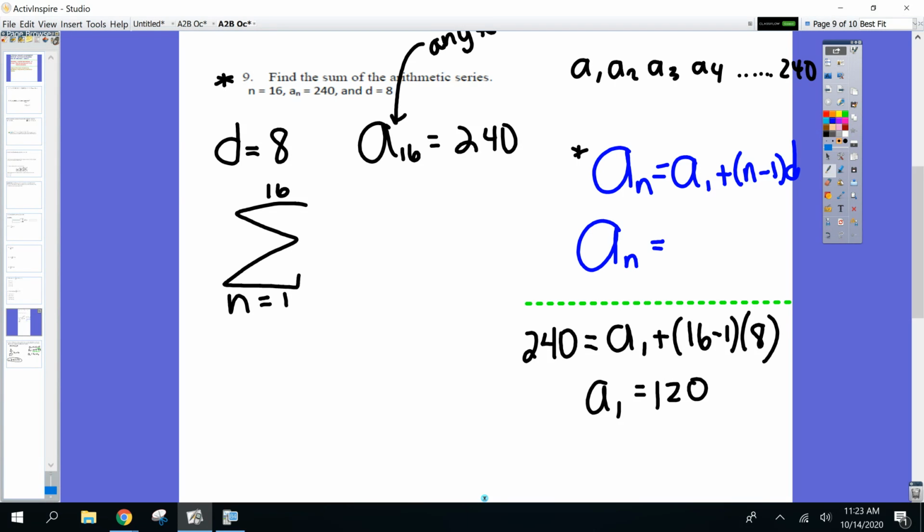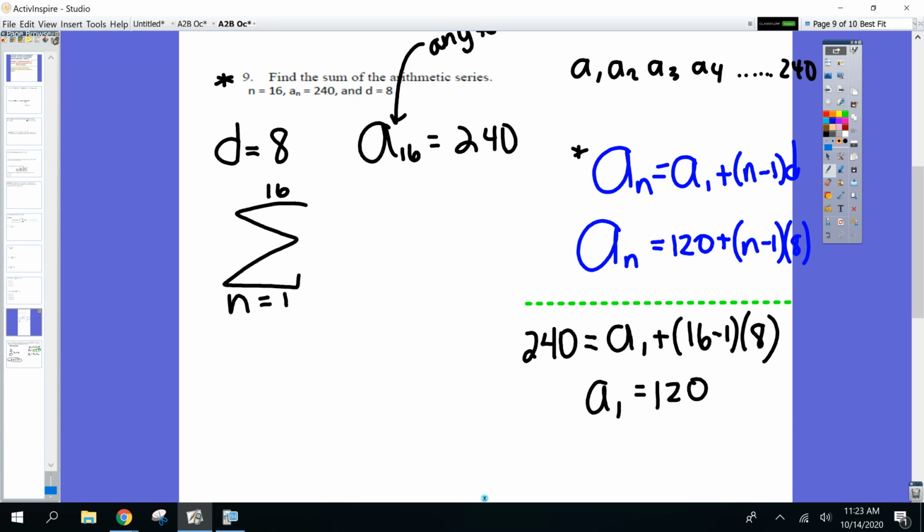So go back. Remember, I was trying to find the formula for the nth term. So 120 plus n stays n. And then what did we just find was our common difference? 8. And I can't stress this because I see it every year. It's times 8. All right? It's times the d value. I see too many people put plus 8.